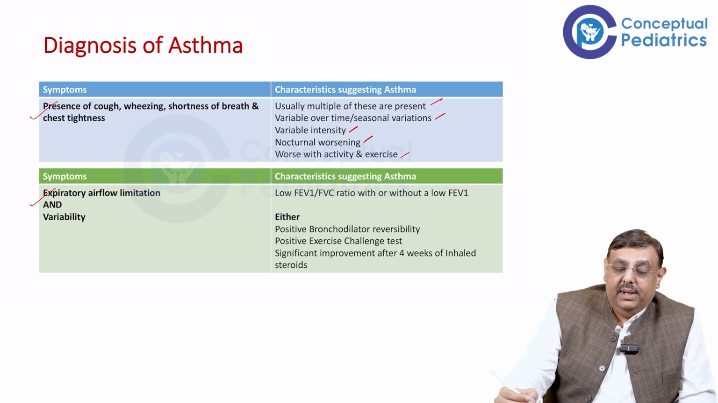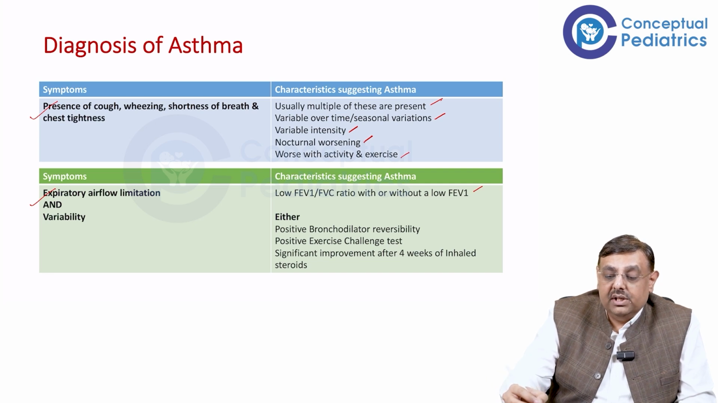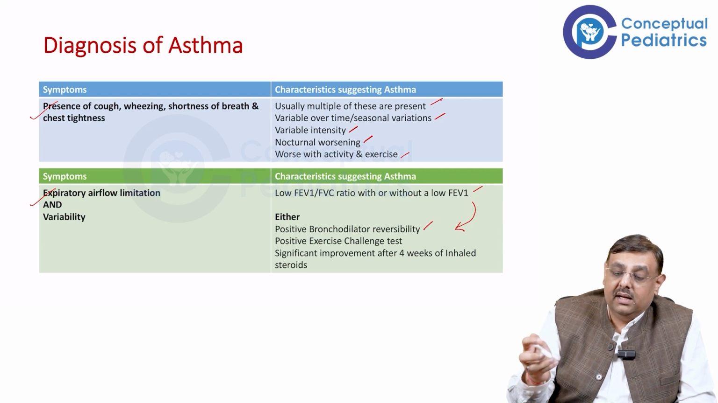So, what we tend to do is perform a spirometry, and show that there is a low FEV1 by FVC ratio at some point of time. The FEV1 may not be low, it might be normal as well. But the FEV1 FVC ratio should be low. And in addition to this, you should have at least one of these, and the most commonly used is a bronchodilator challenge. So we give 400 micrograms of salbutamol with an inhaler and spacer. And then when we repeat a lung function, it shows improvement in the FEV1 by 12%, the new criteria being 10%.